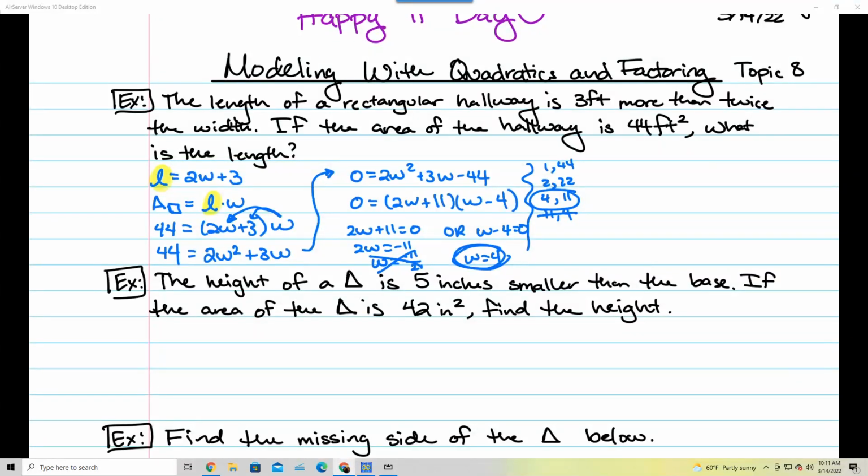I'm going to go back and read the question. It says, what is the length? I found the width. I haven't found the length yet, but I can go back and use my original equation that is right here. I know that the length is 2 times the width plus 3, and I already know the width, so I'm going to plug it in right here.